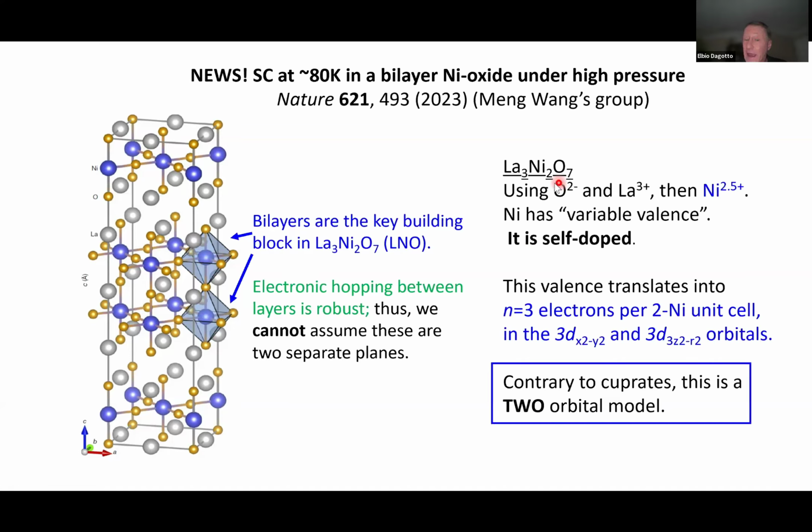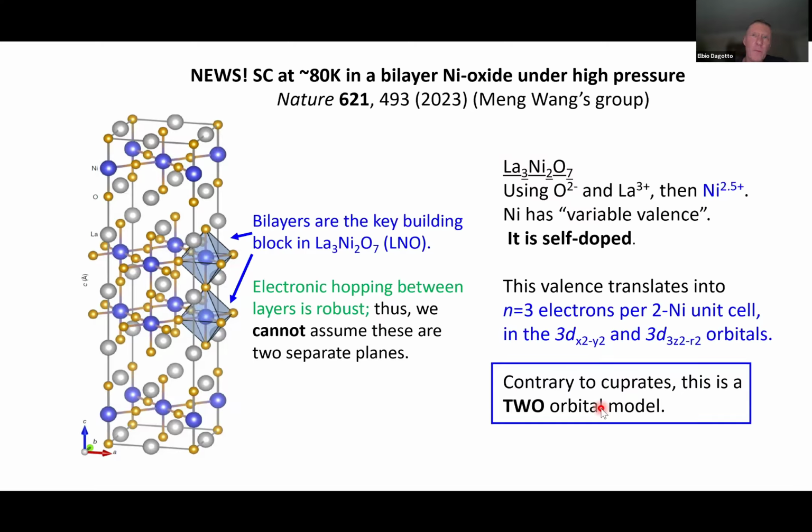Let's start with the valences. Lanthanum is in 3+, oxygen is in 2- as usual. If you do the math, nickel will end up in a fractional valence of 2.5. So we say that it is self-doped. If you do the basic analysis, nickel needs these two orbitals, the x² minus y² and the 3z² minus r² orbital. So contrary to cuprates, this is a two-orbital model. So there are two factors of two: 2 planes, 2 orbitals.